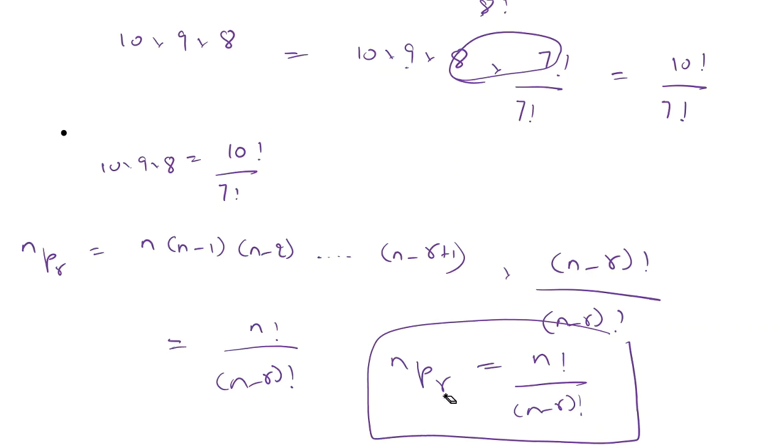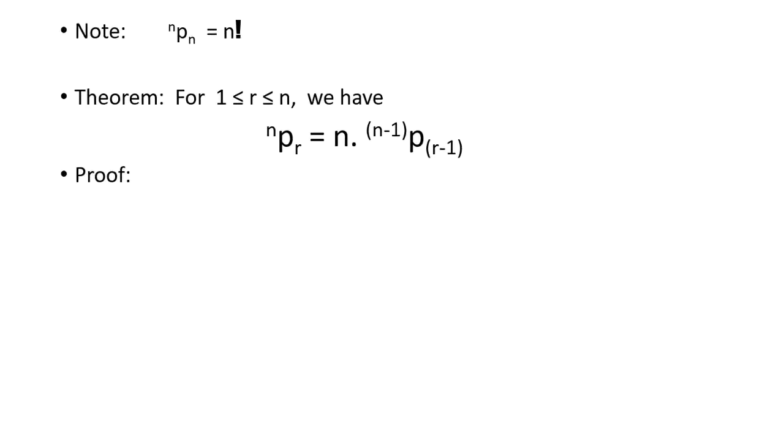as nPr. You have to read it as number of permutations of n distinct objects taken r at a time. Number of permutations of n distinct objects taken r at a time is equal to n factorial upon (n minus r) factorial. And then using that formula, you can derive what we mean by nPn. nPn is equal to n factorial upon (n minus n) factorial, which is equal to n factorial upon 0 factorial, which is equal to n factorial, because 0 factorial is equal to 1.